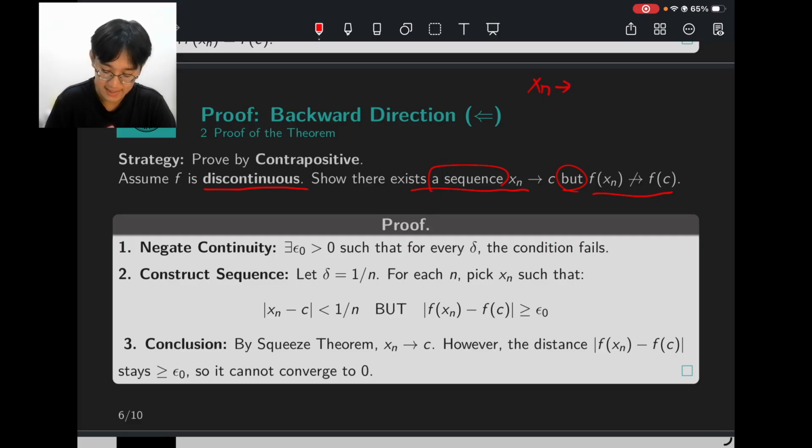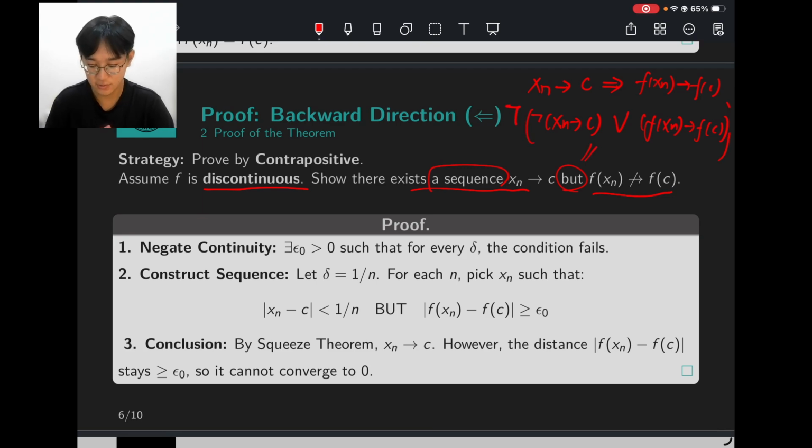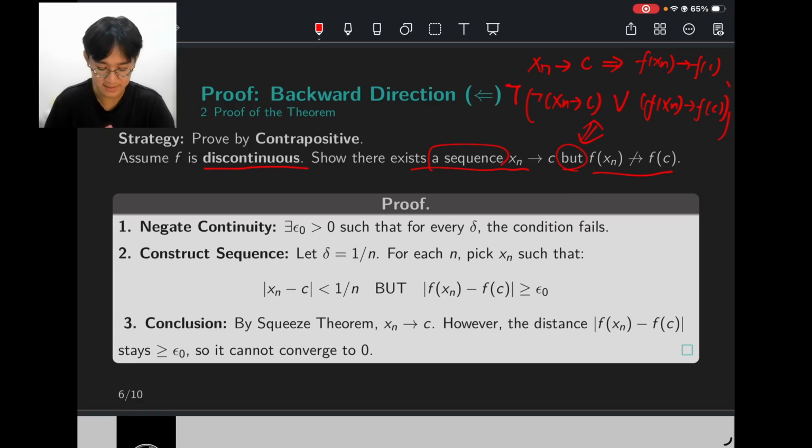The theorem is: xn approaches c implies f(xn) approaches f(c). This is equivalent to: not (xn approaches c), or f(xn) approaches f(c). Since we are using the contrapositive, we need to add a big not here. So these two are equivalent. This is the logic. Now let's prove it.